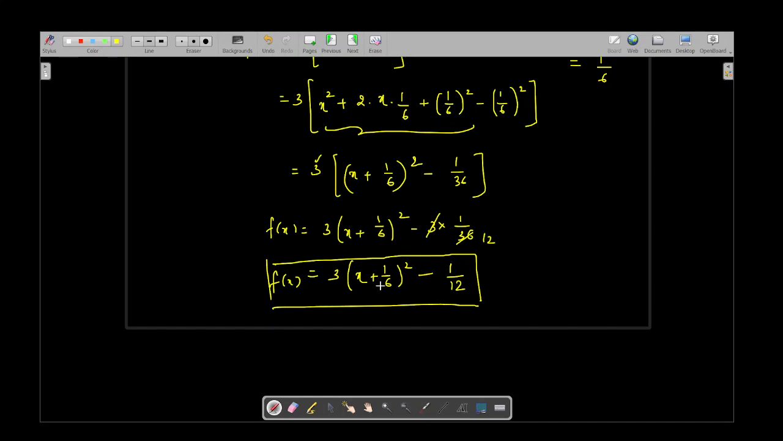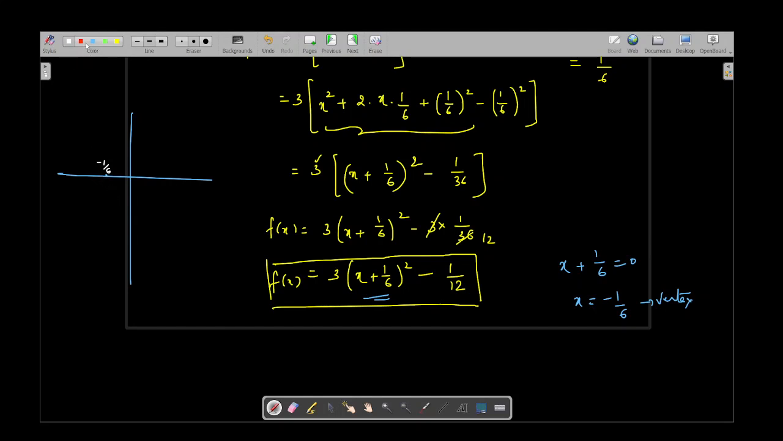Now let us find the vertex of this function. From here, x plus 1 by 6 is equal to 0. If I want this to vanish, I have to put x is equal to minus 1 by 6. So this is my vertex point. Vertex point means the value of f of x is either minimum or maximum over here. What I claim is, minus 1 by 6 somewhere here.